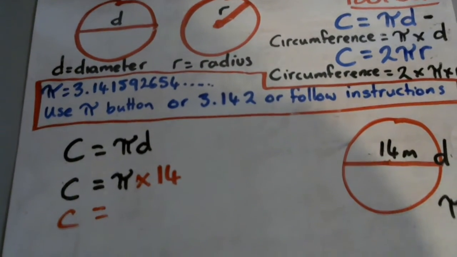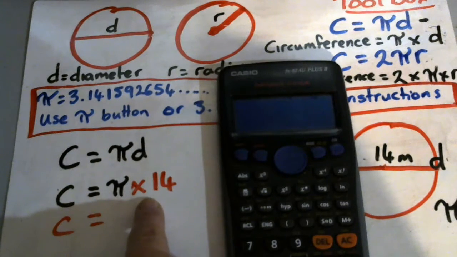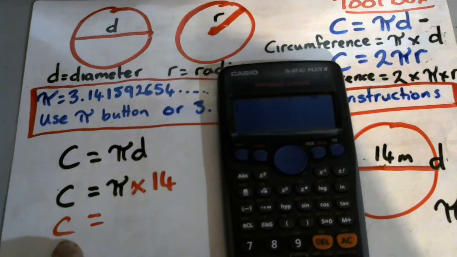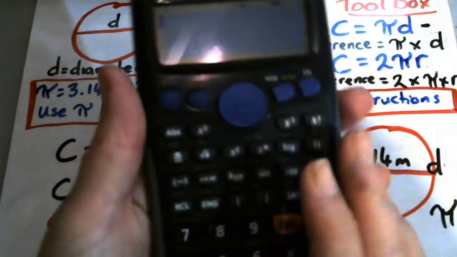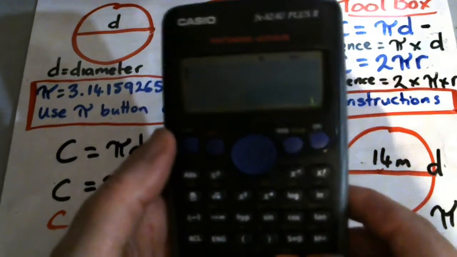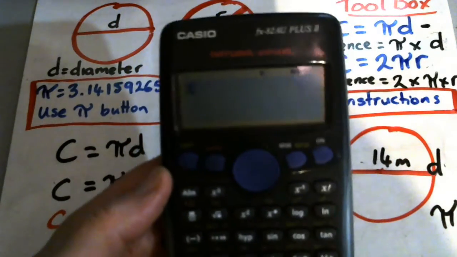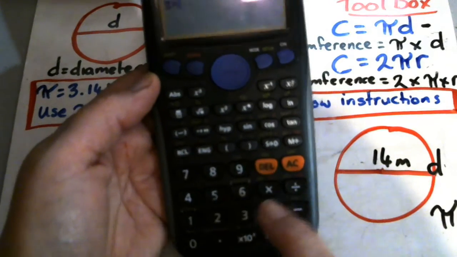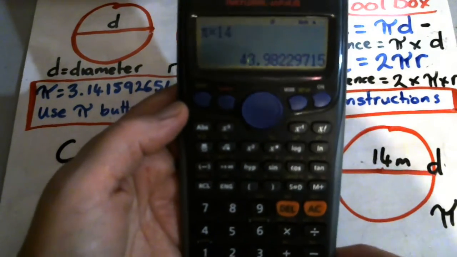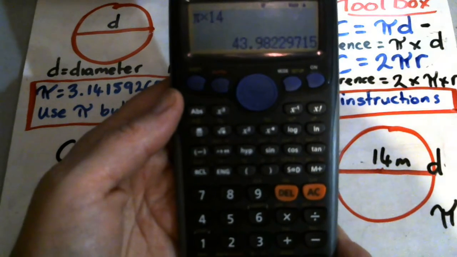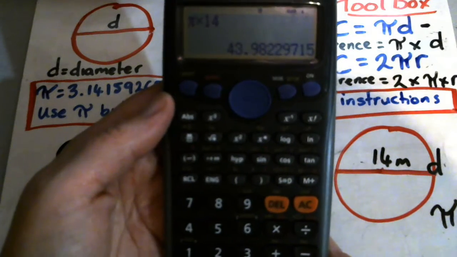So in my calculator, I put everything that's on this side of the equals into my calculator because I'm trying to find the value of C. I'm trying to find the circumference. On my calculator, sorry if you can't see this very well, I press Shift and this button here to get pi, press times and 14. Press equals. Now I've got 43.98229715.